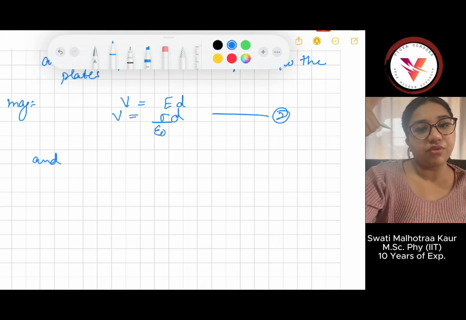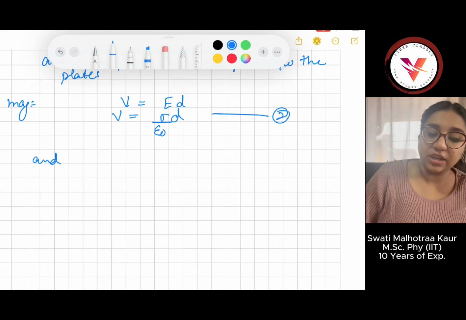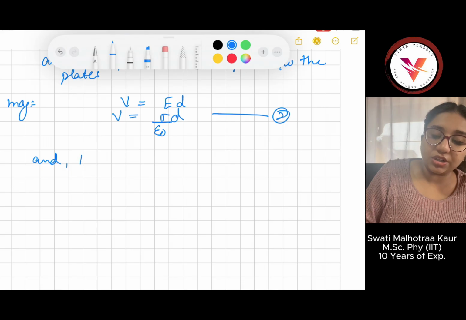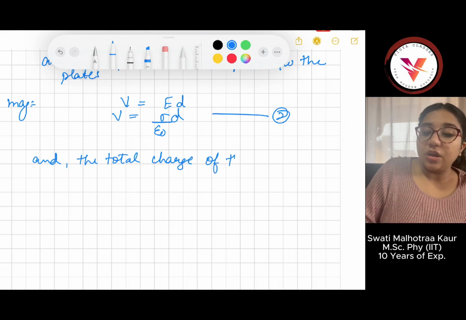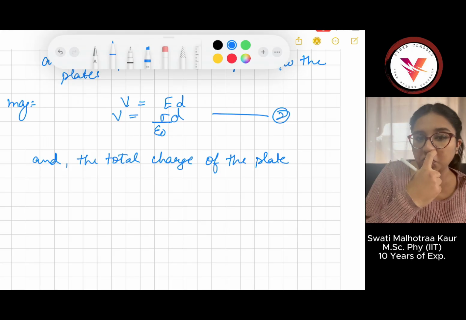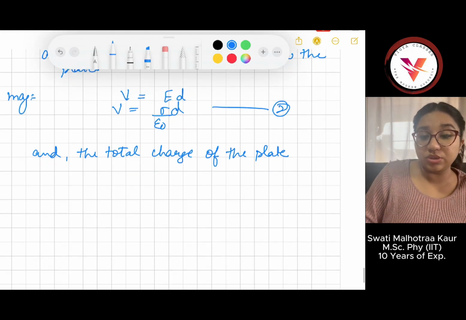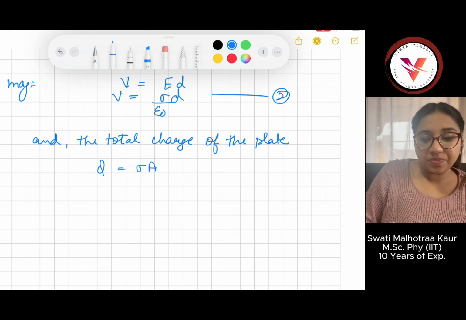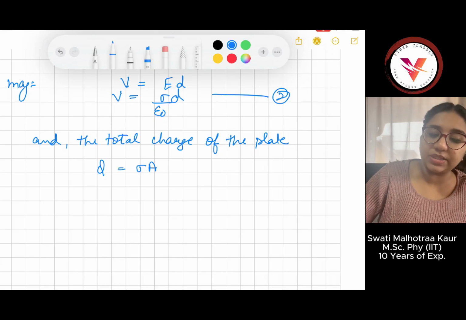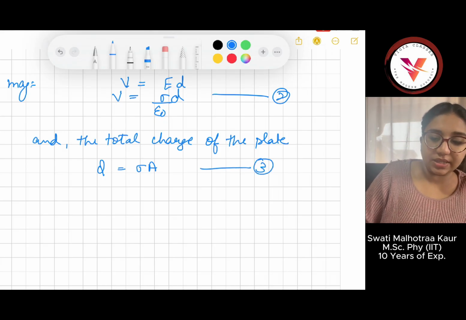We have to calculate Q, we have to calculate V. As simple as that. So next is the total charge of the plate. The capacitor is basically a combination of two parallel plates which are equally and oppositely charged. So we have to calculate the charge of any one plate, and that is equal to sigma into A. Both have the same area, which is A. Both have the same surface charge density, that is sigma. So total charge will be sigma into A, as simple as that.